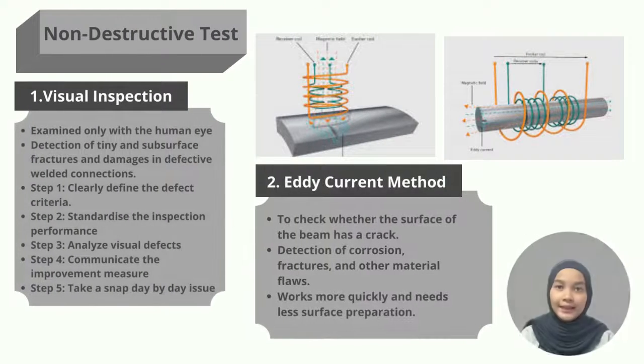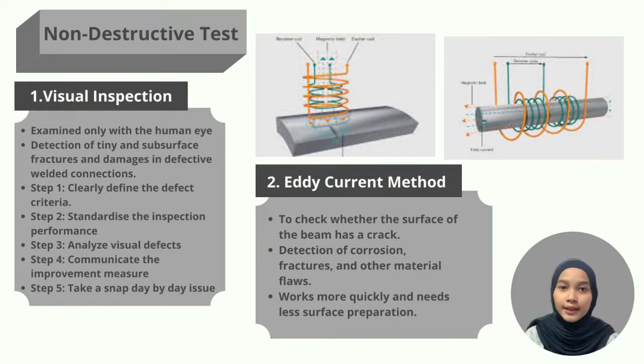For non-destructive tests, there are two tests that we think are suitable. First, the visual inspection test. It is examined only with the human eye. Examination and testing methods with capabilities beyond eye inspection are needed to detect tiny and subsurface fractures and damages in defective welded connections. In this situation, from the visual inspection, it can be seen that the beams are twisted even though tie rods are mounted at every 1/3 of the span.